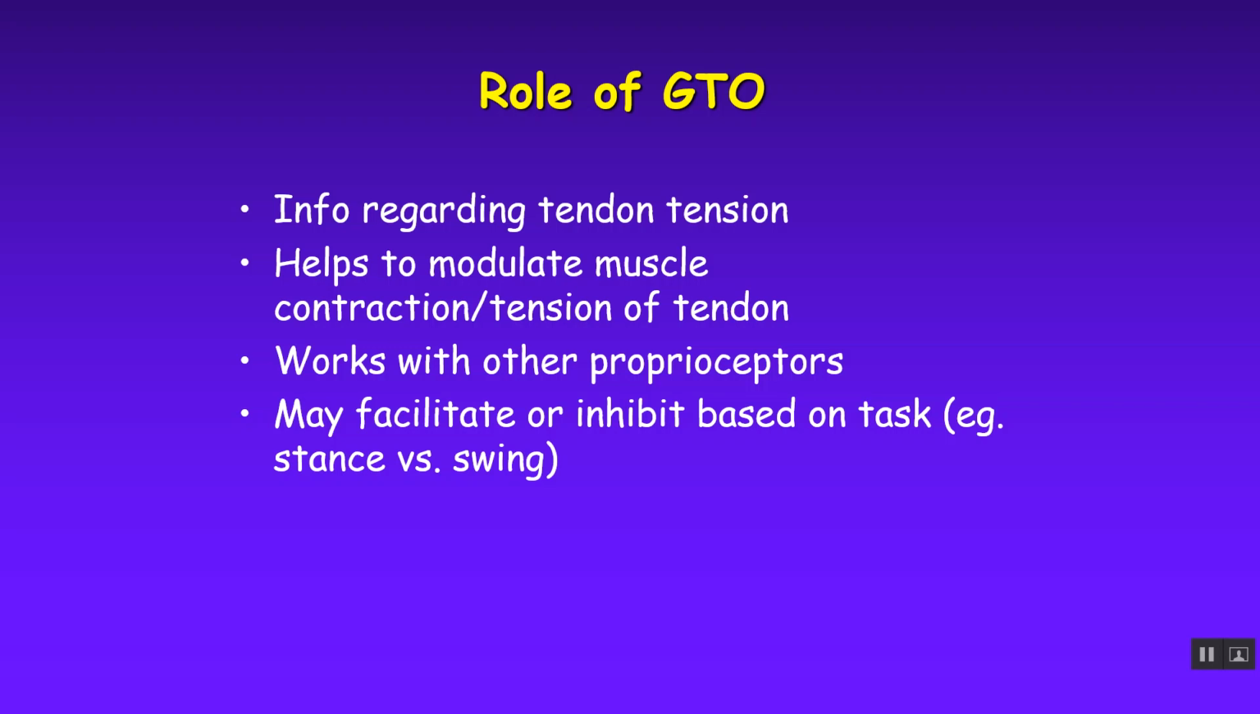However, we now know that it can either facilitate or inhibit based on the task. Based on whether you're standing or whether you're in stance or swing, the Golgi tendon organ will help facilitate or inhibit based on the actual task you're doing. Its main role, though, is to distribute tension along your tendon more evenly so you don't tear or strain one part of your muscle tendon over another area. So I'll show you here.